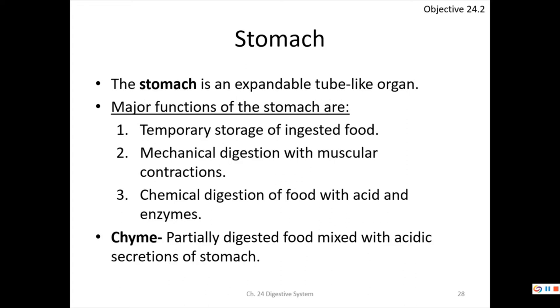Okay, sorry about that. The stomach stores food, mechanically digests it, and chemically digests it with acids and enzymes. It produces a partially digested food mixture called chyme, where the acidic secretions are. Chyme is produced by the stomach, and this chyme will enter in.